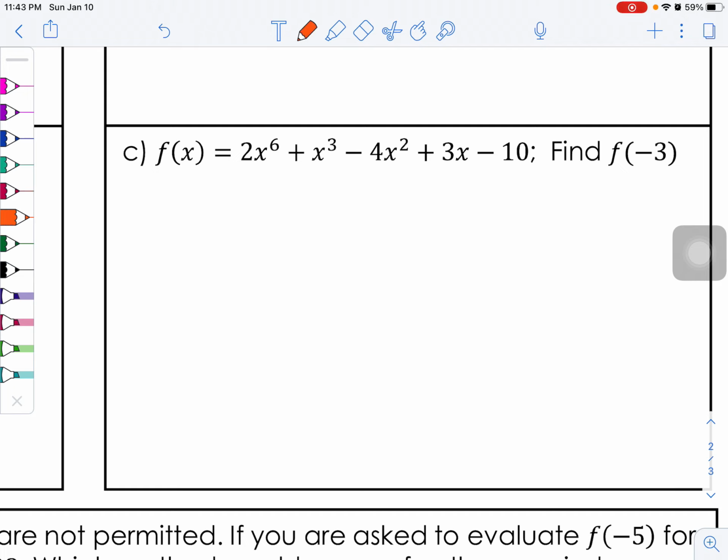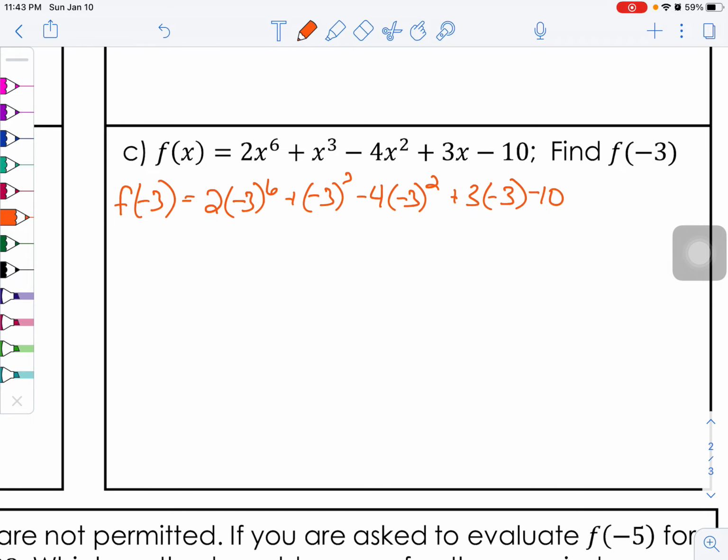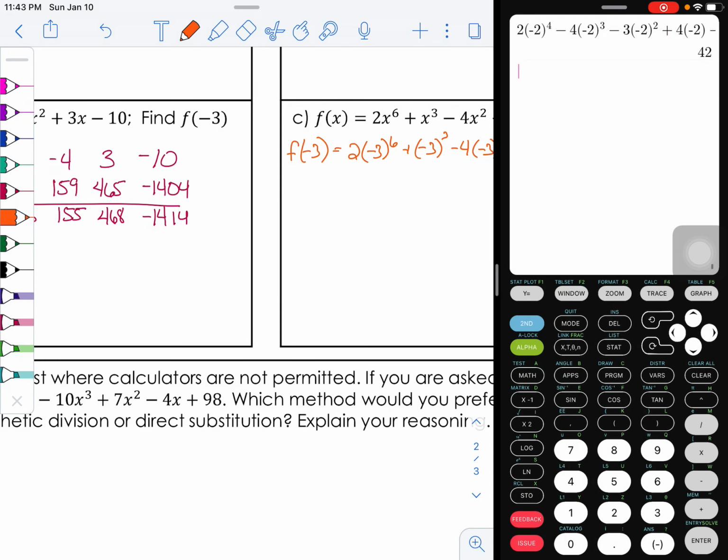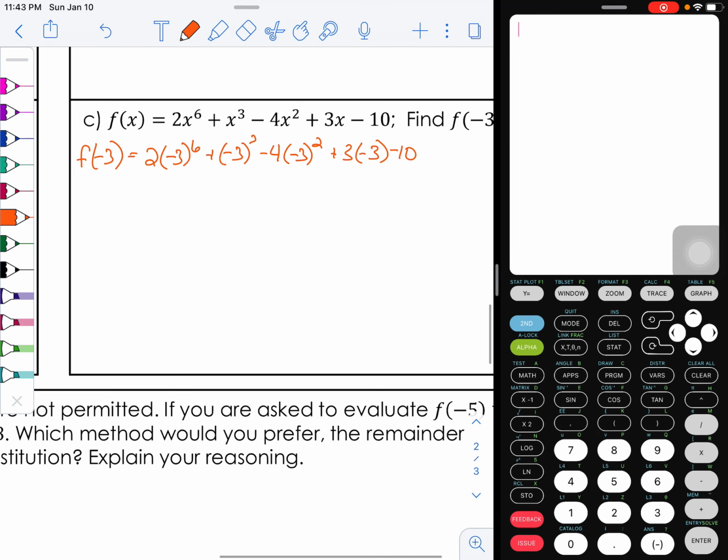All right, let's try it again, but this time we're going to use substitution. So f of negative 3 is going to equal 2 times negative 3 to the 6th plus negative 3 cubed minus 4 times negative 3 squared plus 3 times negative 3 minus 10. All right, into the calculator it goes, and I'll probably want to move the screen over in a minute. Whoops, how did I get a 33 in there? Delete that. All right, to the 6th.